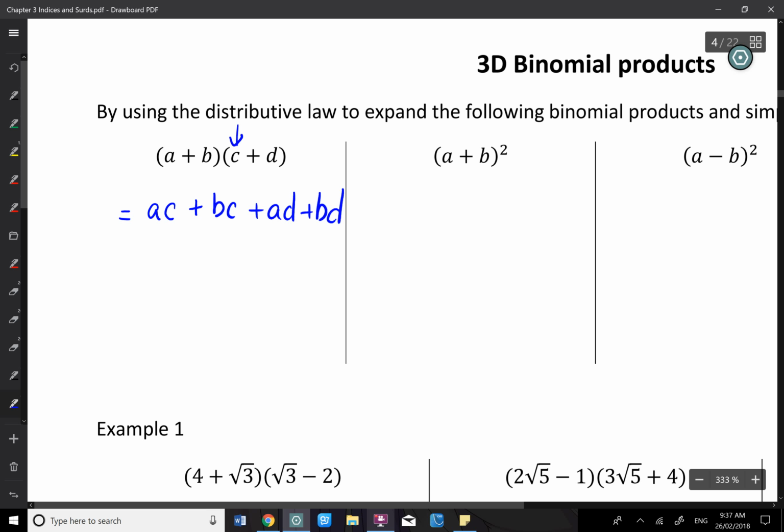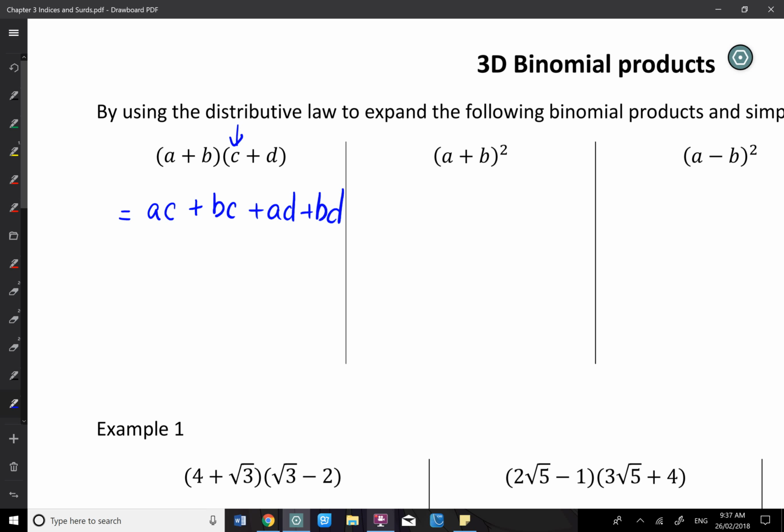Basically, you choose one from the second bracket, times it by everything in the first bracket, and then pick another thing in the second bracket, times it with everything in the first bracket. Or you can do the other way around. You can choose a letter from the first bracket, times everything in the second, and choose the next thing in the first bracket, times it with everything in the second. You should end up with the same answer anyway. That's the first one, it's just expansion.